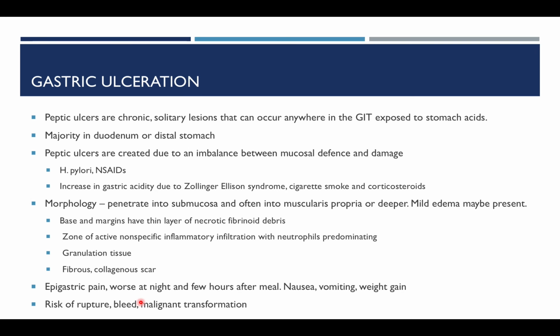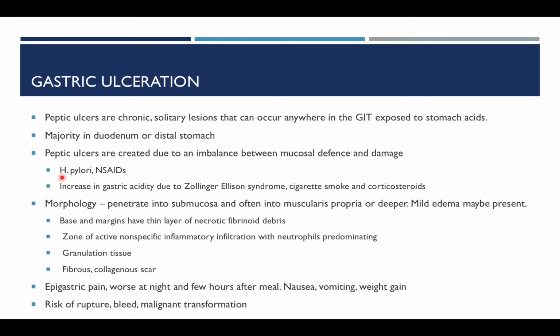So next we can talk about gastric ulceration, also known as peptic ulcers. Peptic ulcers are chronic solitary lesions that can occur anywhere in the GIT that is exposed to stomach acids. The majority tend to be in the duodenum or the distal stomach. Peptic ulcers usually occur due to an imbalance between mucosal defense and damage.